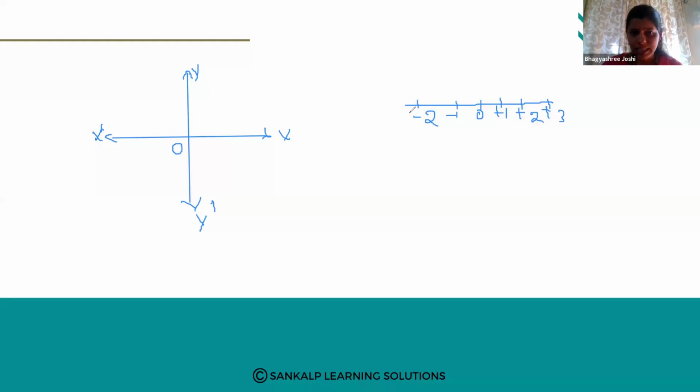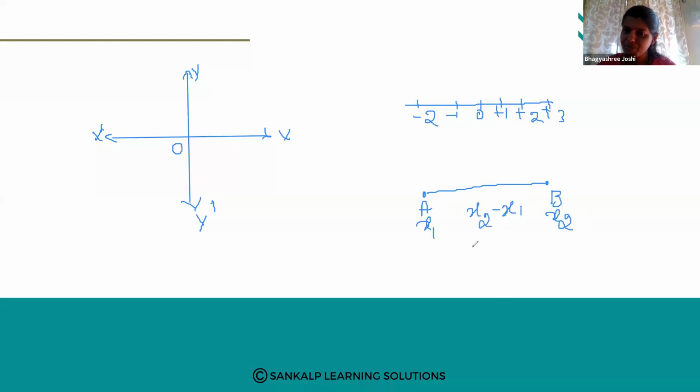Next, see, here one point is there, A, and here another point, B. I want to find the distance between A and B. For that, I will consider this as x1 and this as x2. I need the distance from A to B. For that, I will do x2 minus x1, and I will get the distance between A and B.